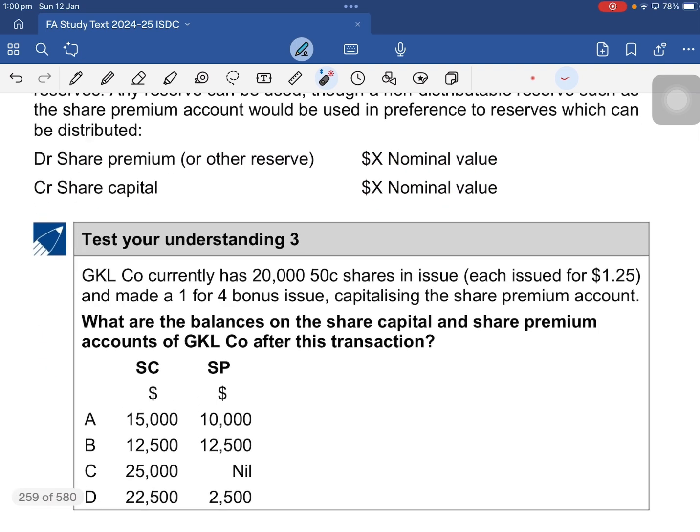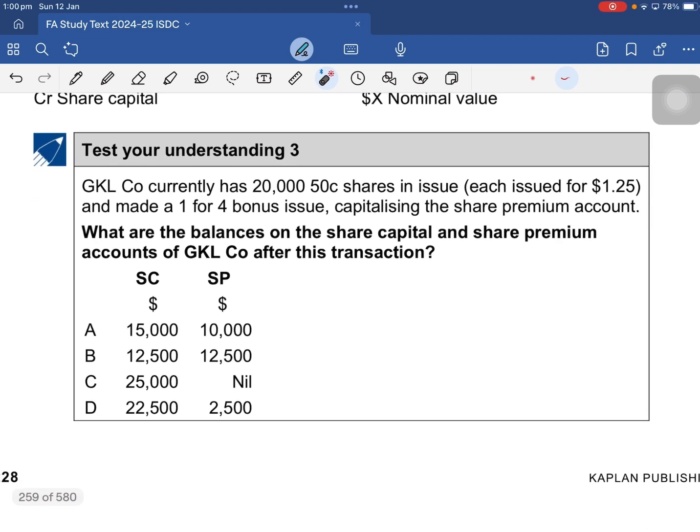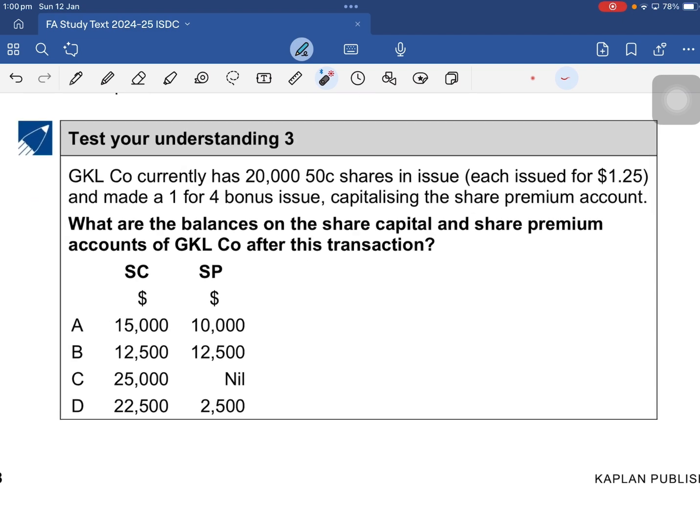Clear? Now let's see this question. TYU 3. GKL company currently has 20,000 50-cent shares in issue, each issued for $1.25. So you must understand there are 20,000 shares. The par value is 50 cents.